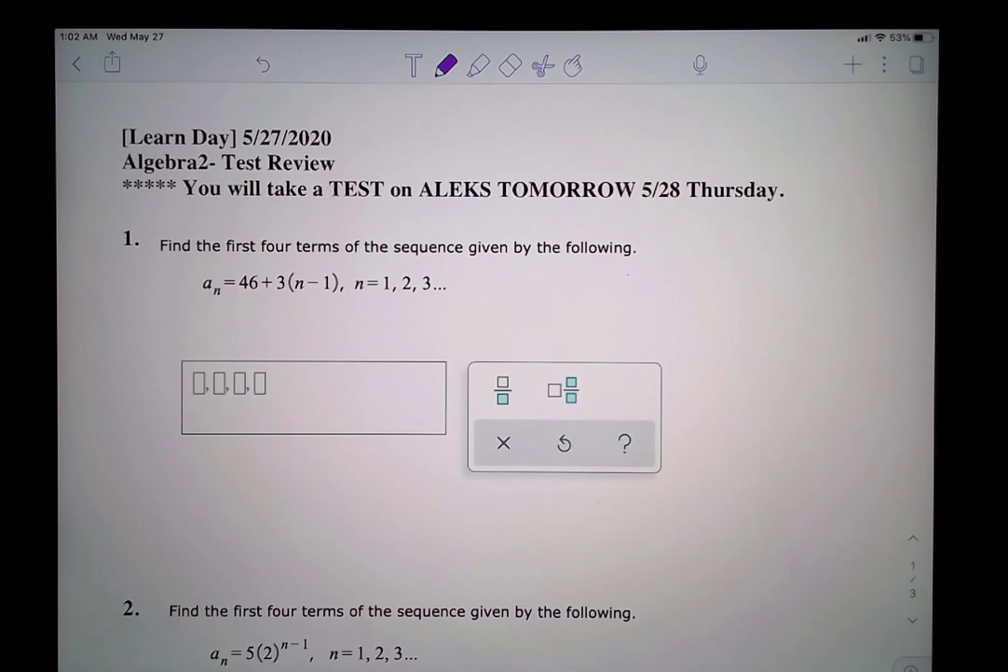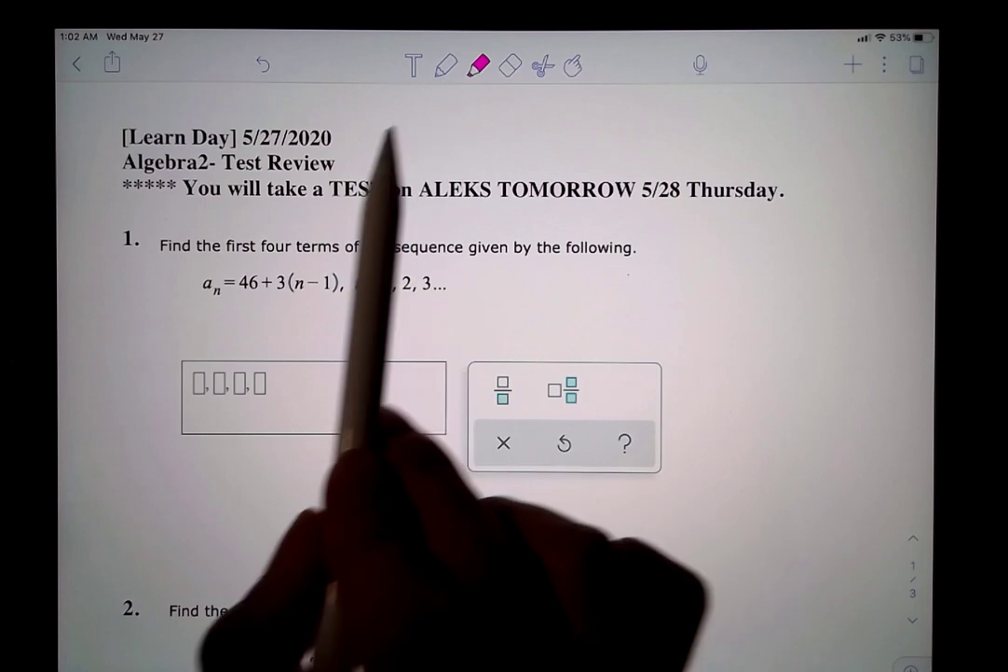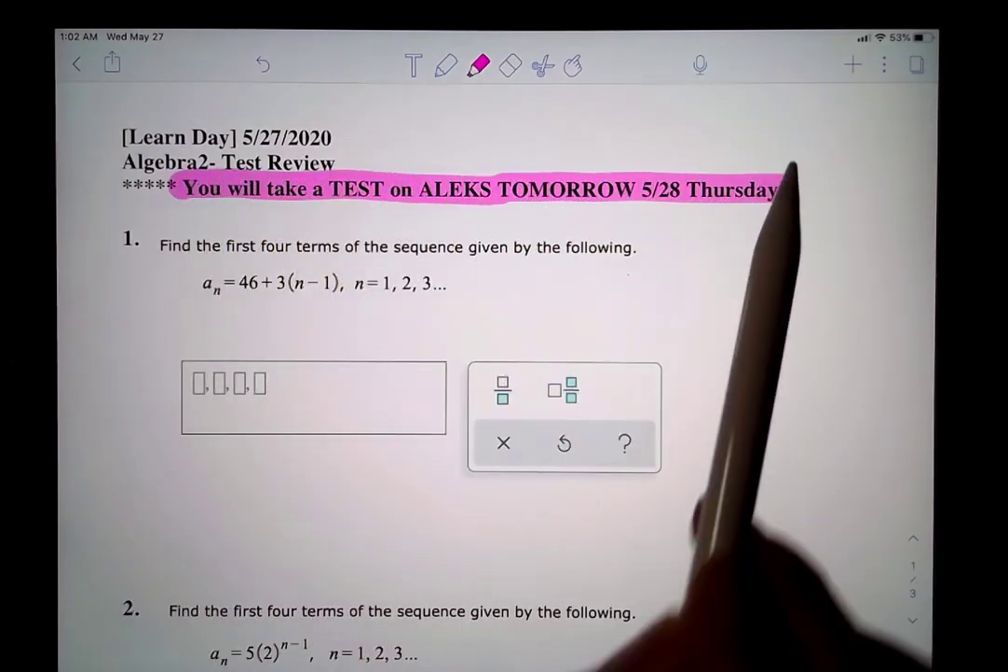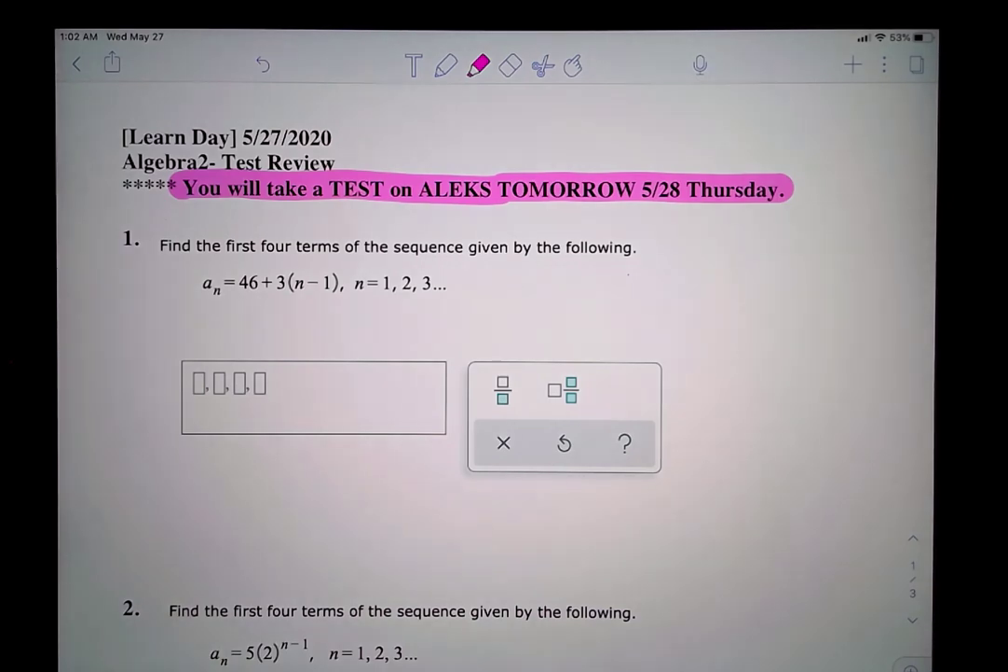So, you have a test tomorrow on Alg. You will take a test on Alg tomorrow, Thursday. This is the test review, and as you can see, this is the preview of the test. That means you will get different numbers, but it will be a similar type. So please, if you don't get anything today, you need to text me to get it, and use this material for tomorrow. Okay? Alright guys, let's go.